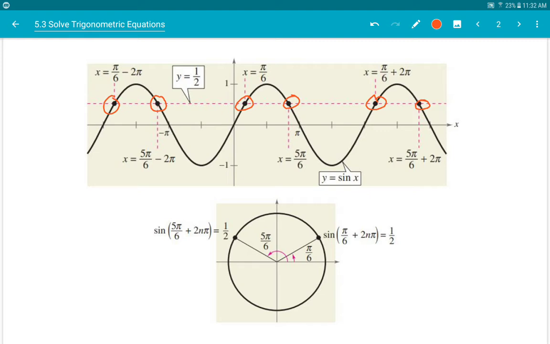What I want you to notice here is that this one here is pi over 6, but this one is pi over 6 plus 2 pi. Now, why do you think it's a difference of 2 pi? Well, it's because the period of sine is 2 pi. Also, to find the coterminal, we add 2 pi to the angle. Because the period of the sine function is 2 pi, every 2 pi, another pi over 6 is going to occur.